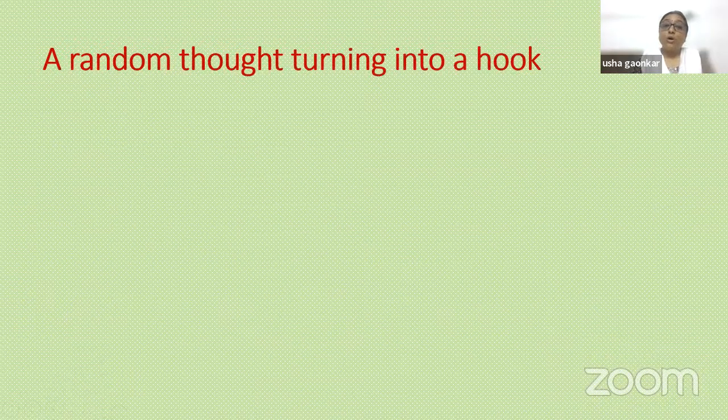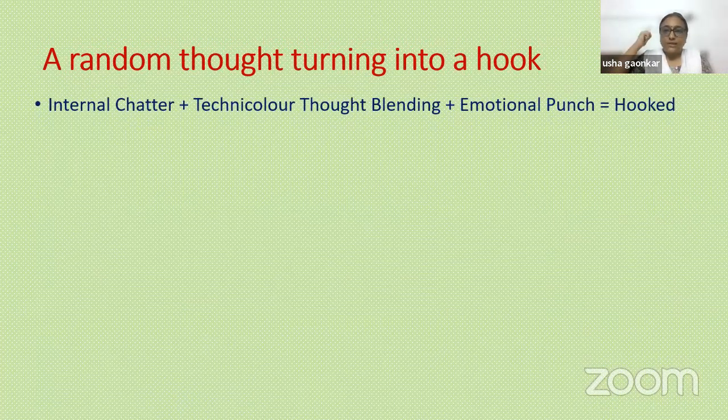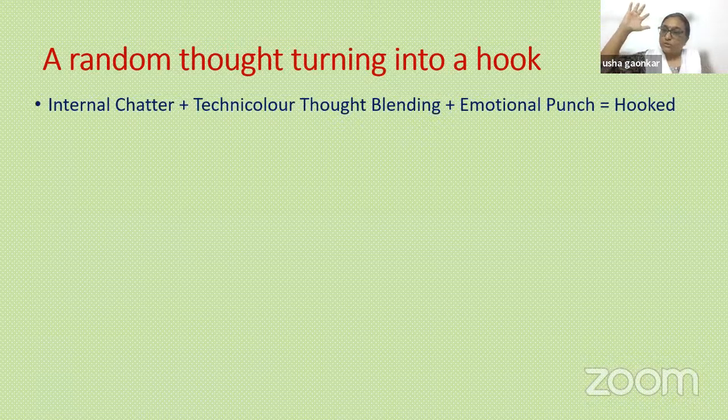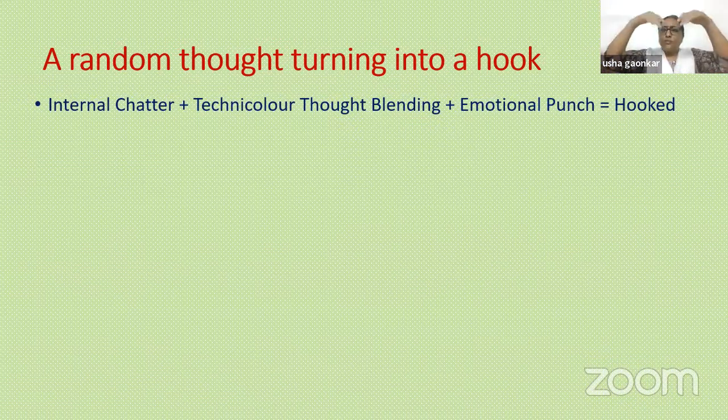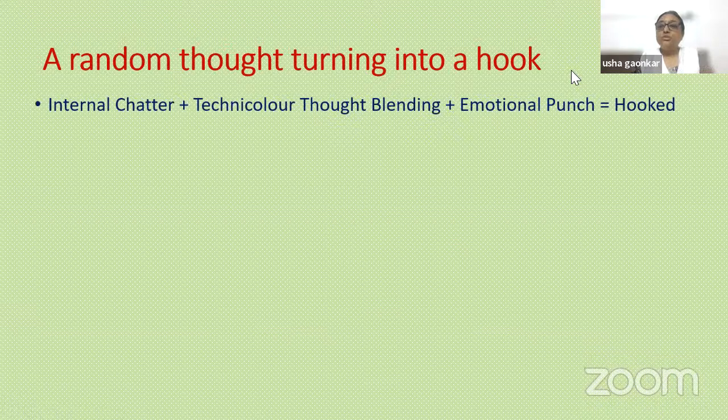So how does a random thought turn into a hook? All right. First is the internal chatter that I spoke to you about. The 1,60,000 words, could be more also. Plus, there is a technical, or thought blending, which happens inside our mind. So there is an additional visual imagery attached to it, or some past experience attached to it, or some future uncertainty or fear attached to it. And then comes the emotional punch. Now I can't do this anymore. And you are hooked.